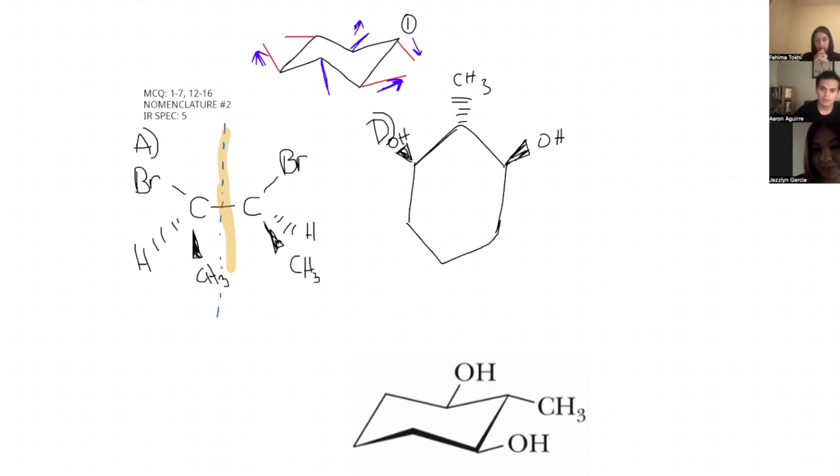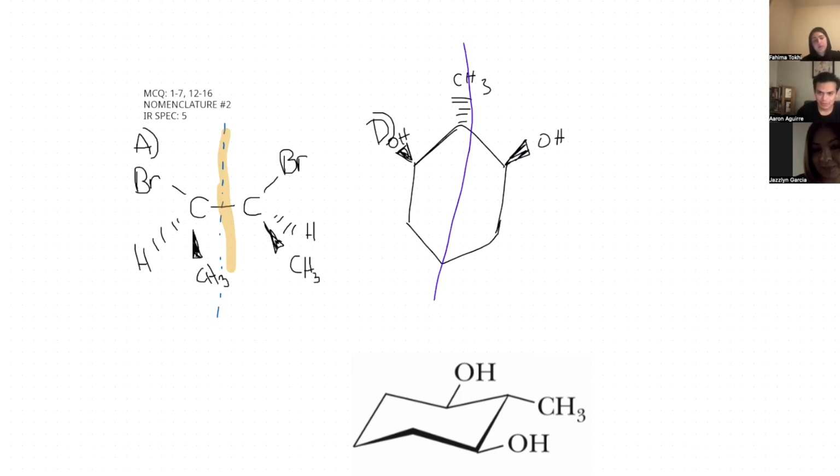So that one is meso, because again, there's a plane of symmetry. The OH on both sides are identical. If you were to flip it in half, the OH would be placed on the exact same spot.